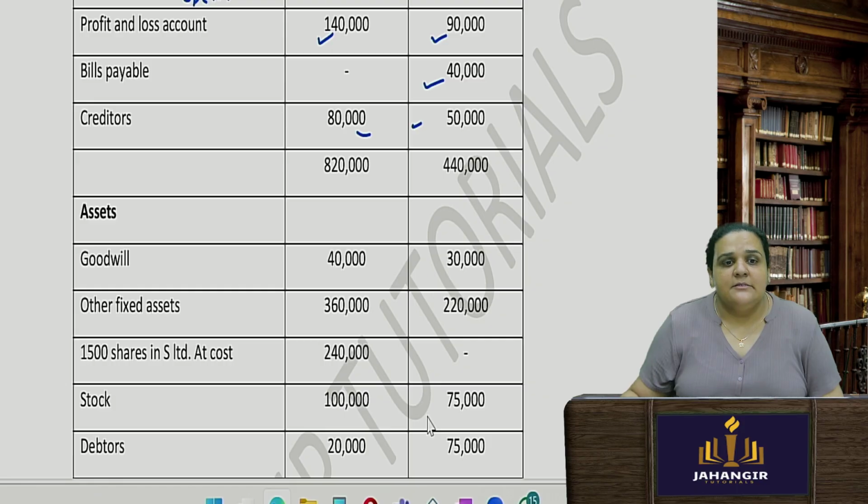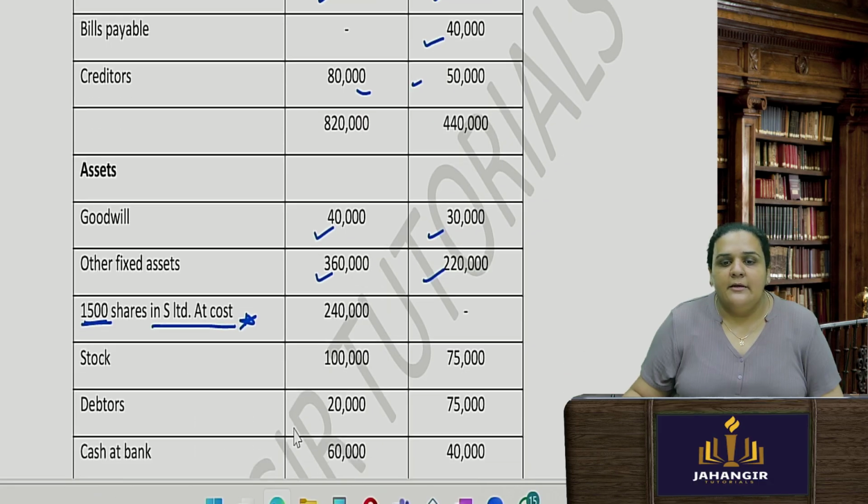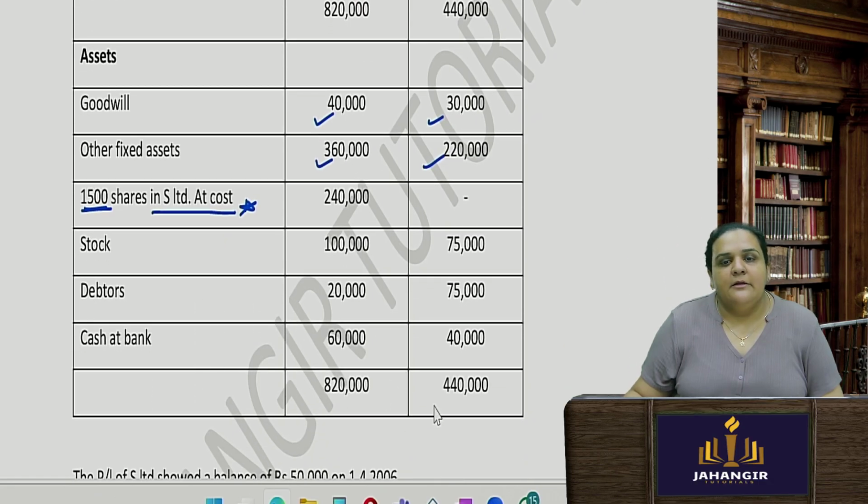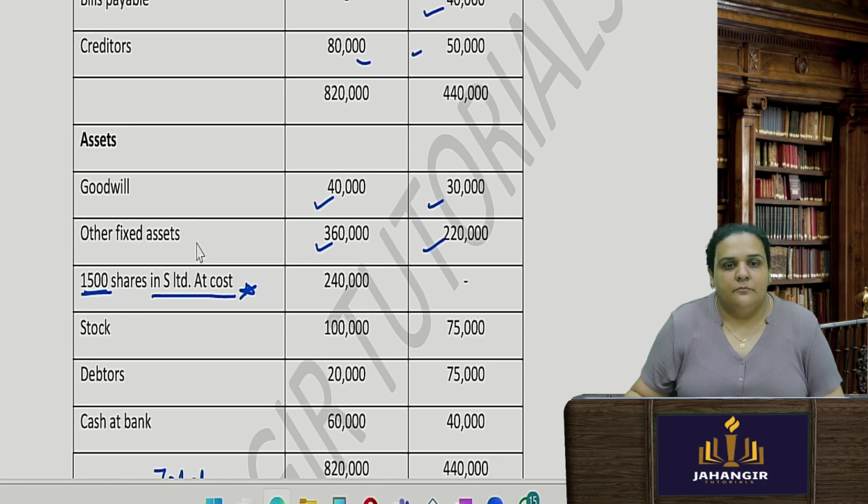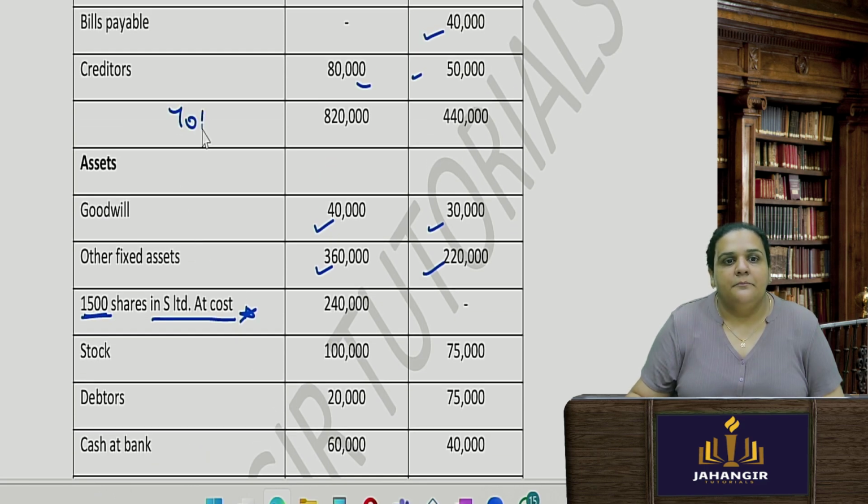In assets, we have goodwill 40,000, 30,000. Other fixed assets 3 lakh 60, 2 lakh 20. 1,500 shares in S Limited at cost. So this is the cost. H Limited has paid this much for them. This is the cost of the investment, 2 lakh 40. Stock and debtors are there. Cash at bank, total. Okay, this is the total.